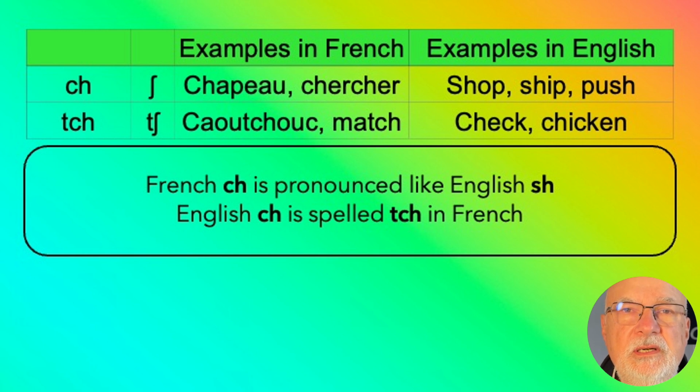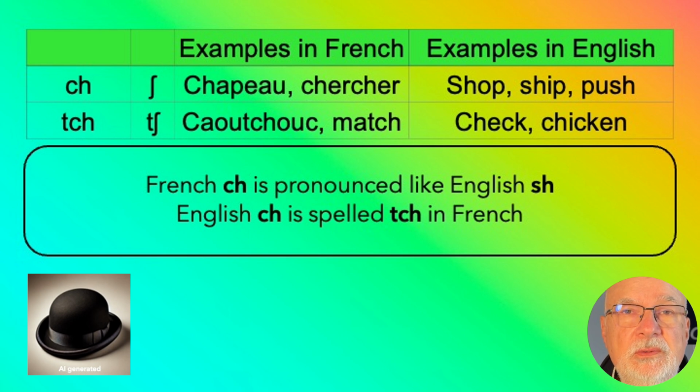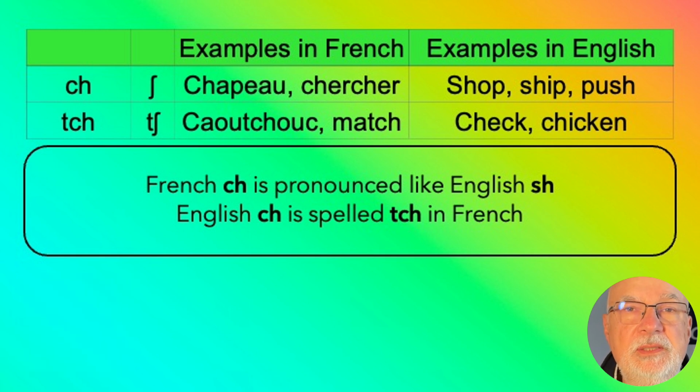CH is a completely different story. CH in French is pronounced like SH in English. For instance, chapeau, which means hat. To get the sound that you have in chicken, you need to put a T in front of the CH in French. So here you have examples like caoutchouc, which means rubber, and match, which has the same meaning as in English.